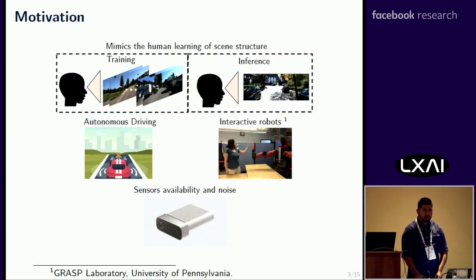So this work is motivated first because the model mimics the human learning of the scene structure. It means that at training, we will learn using bidimensional projections of the world. And at testing or at inference, we just need to look at an image to infer the scene structure. Another important motivation is that this has many applications in autonomous driving, interactive robotics, and it could also be applied in scenarios in which the depth sensors do not perform well.